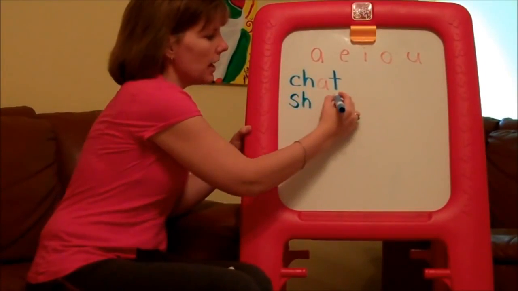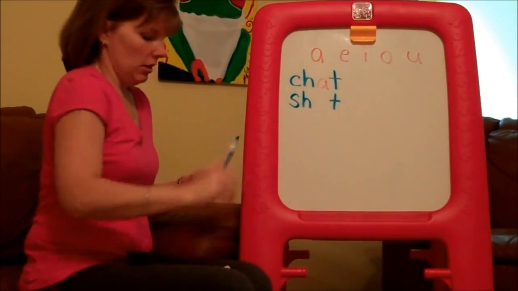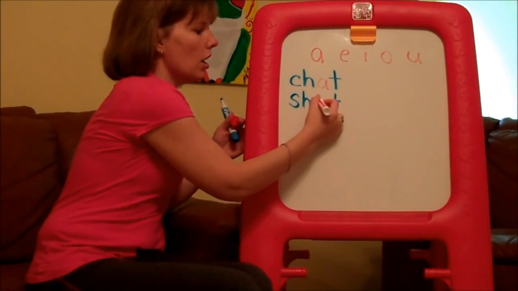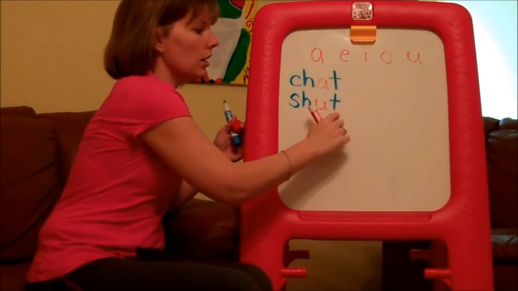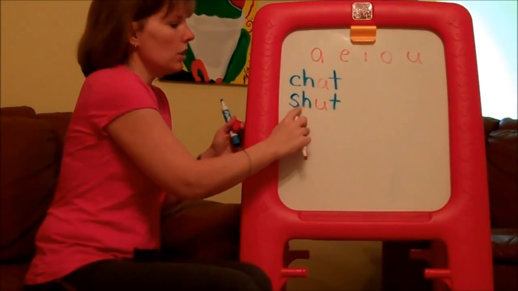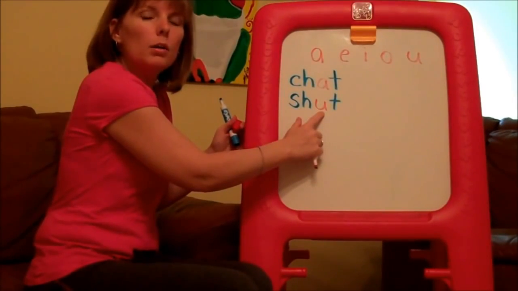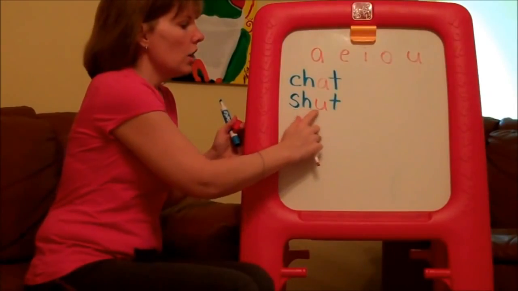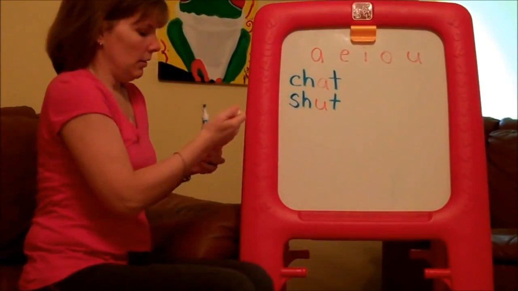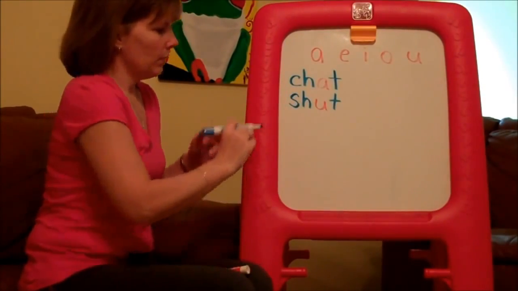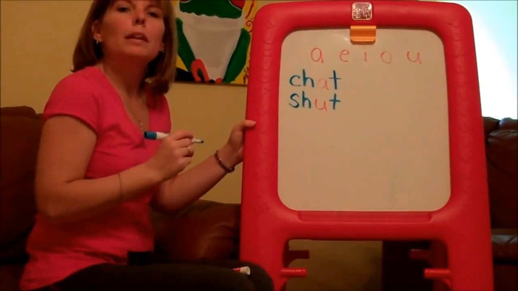Let's do S-H-T, sh, t. Sometimes the children get confused and they still try to make the short U sound, but it's sh, t. Okay, let's move on to a blend.